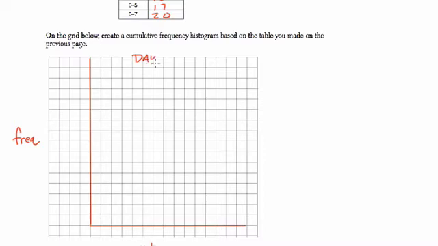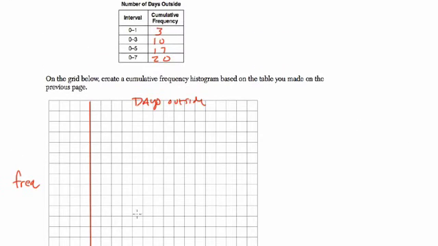So days outside. Okay, so our first number ranges from 0 through 1. So I'm just going to put a 1 here. This is 0. Then 2. Then 3, 4, 5, 6, 7. So these are ranges. And I'm saying that this first range right here is from 0 through 1. And that range that we have here is 3. So we go all the way up to 20. So I'm going to go up by 2s. 2, 4, 6, 8, 10, 12, 14, 16, 18, 20.